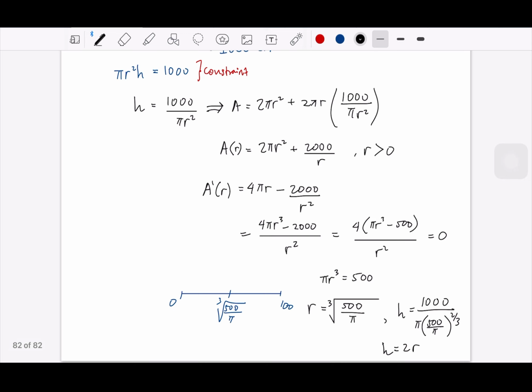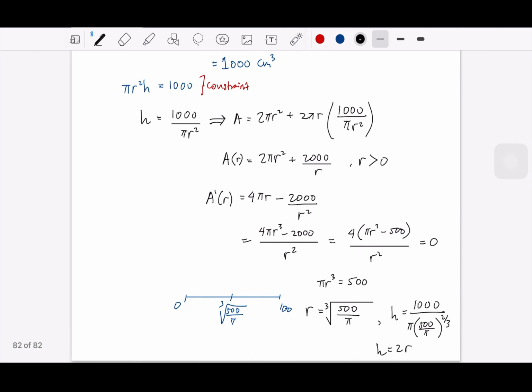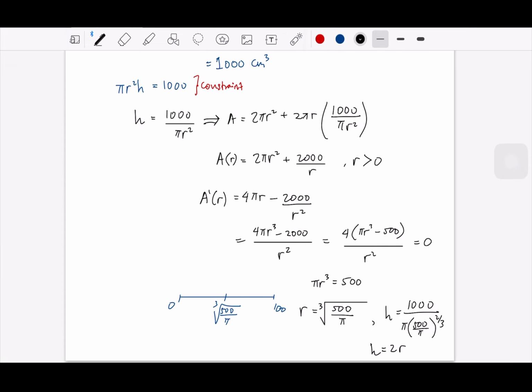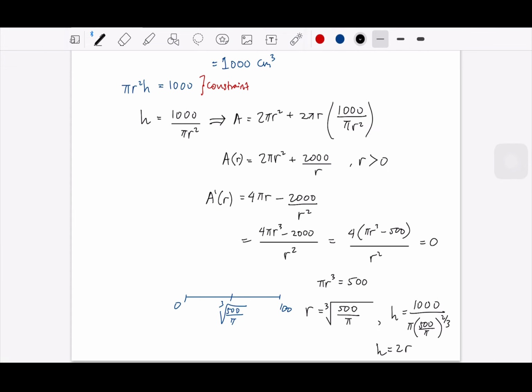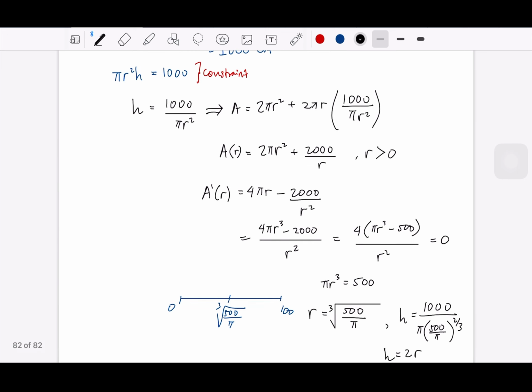And maybe let me give you a little bit different example than these two. Or maybe any questions first for this one? So it's actually asking the dimensions. So what is R and what is the height? Or this one.